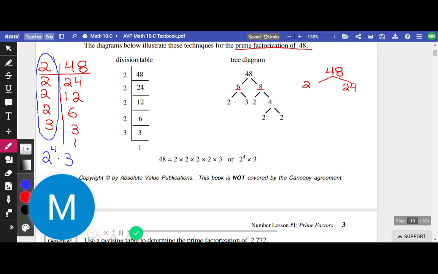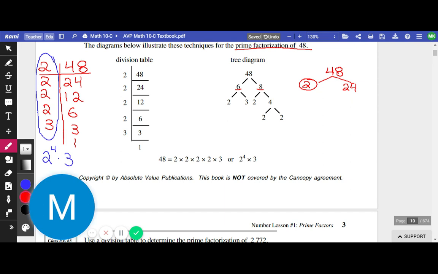So you take 48, you break it up into two numbers that can multiply to be 48, where one of them is prime. Number 2 is prime. If a number is prime on my tree, I circle. Circled things mean that branch is done. I don't need to go any further off that tree branch.